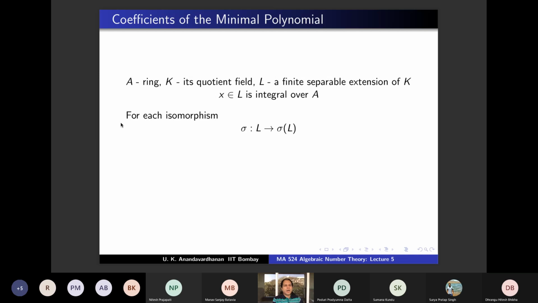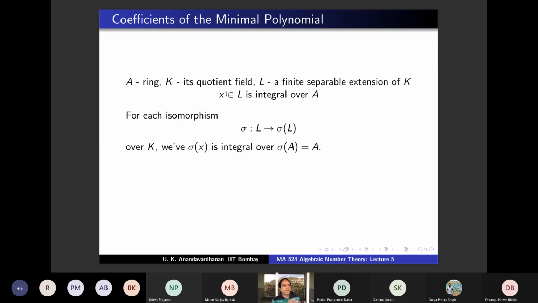So you take any isomorphism sigma of L over K, right? Then what can you say about sigma of x? We have shown earlier that sigma of x is integral over sigma of A, but sigma is an isomorphism over K, so sigma of A is A. So the claim is sigma of x is integral over sigma A, which is A. So sigma x is integral over A. Now what do you know about the coefficients of the minimal polynomial? Coefficients of the minimal polynomial will be certain polynomial expressions in sigma x, right? As sigma varies.